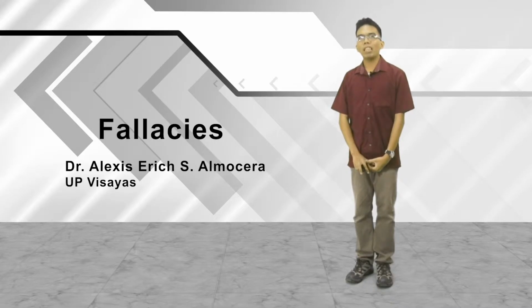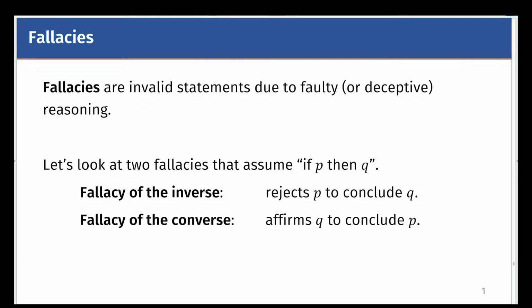What is an argument? It is basically a series of statements that comprises the premises that you would have to assume and a conclusion which you would have to evaluate as true or false. The argument becomes valid when the conclusion logically follows from the premises. But what if this argument is invalid? This is what you call a fallacy.